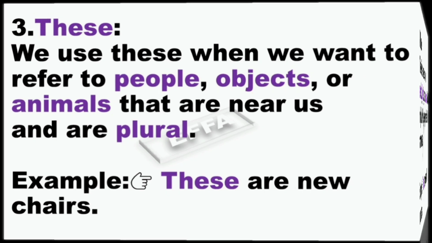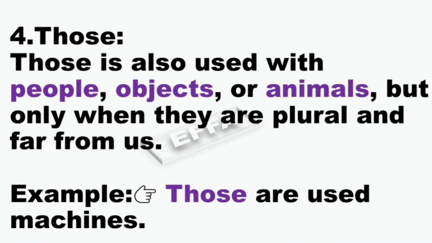And number four, those is also used with people, objects, or animals, but only when they are plural and far from us, and we are pointing at them. For example, those are used machines. Look, friends, here those refers to several machines that are far from us.